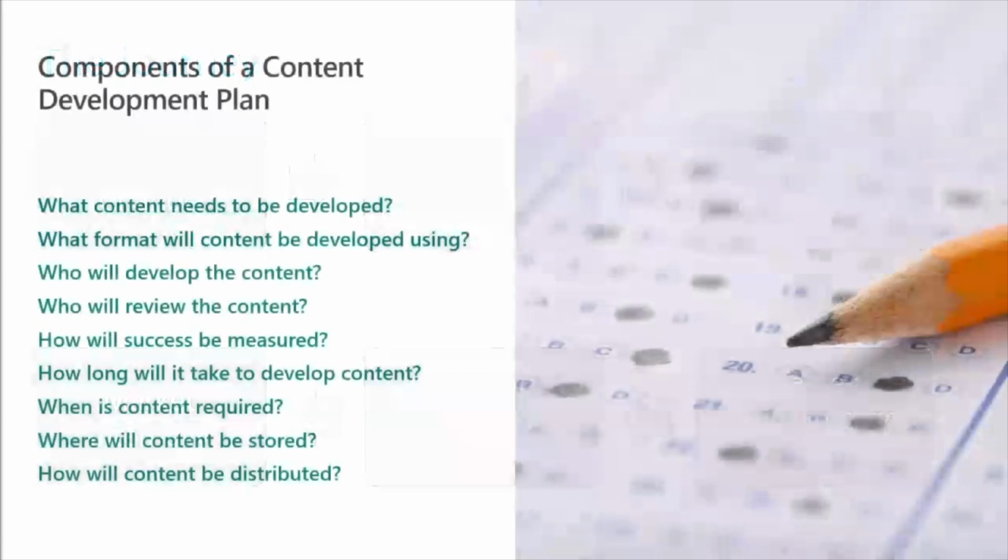When we think about a good content development plan, it's going to answer all of these questions that you see here. The exact format that you use to answer these questions is less important, but I will be sharing an example a little bit later on in the presentation. So you'll need to think about what content needs to be developed and in what format, who's going to develop and review this content, how you will be measuring success, how long it will take to develop this content, when this content is needed by, where you are going to be storing all of this content, and how you are going to distribute this out to the users.